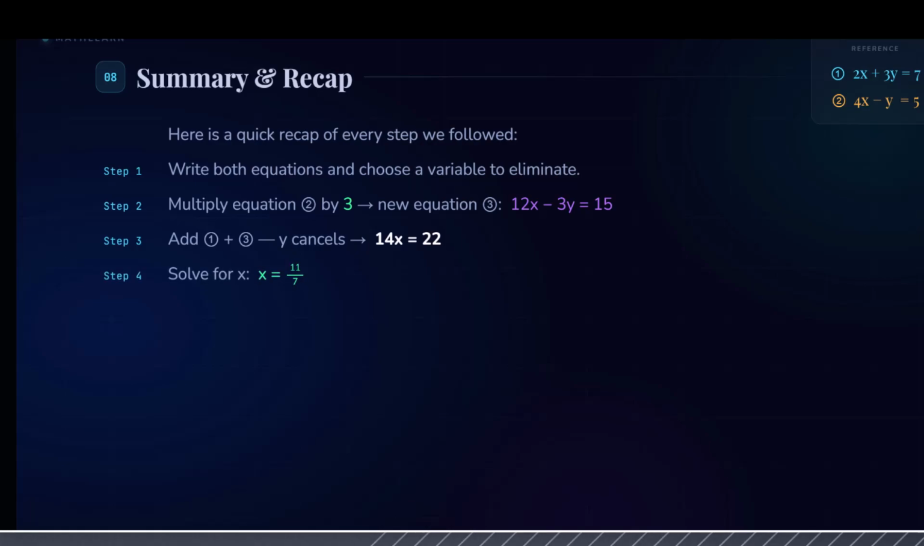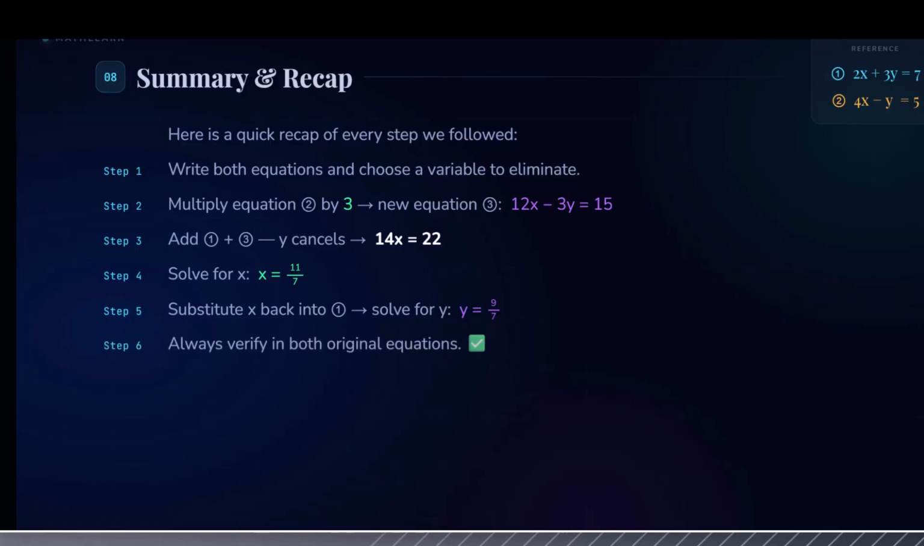Step 4. Divide by 14 and simplify, x equals 11/7. Step 5. Substitute x back into equation 1 and solve for y equals 9/7. Step 6. Always verify in both original equations. And there we have it. X equals 11/7, y equals 9/7.